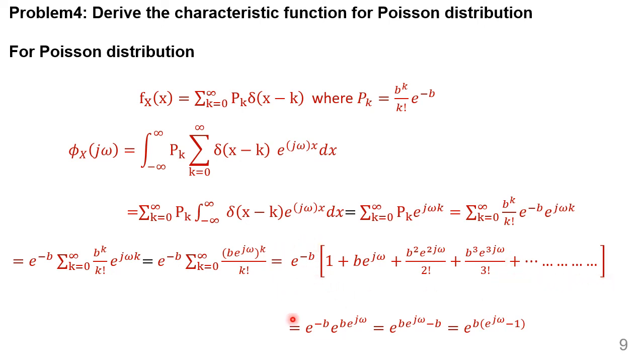This e to the power minus b will remain the same, and the series can be written as e to the power b e to the power j omega. So we get e to the power b e to the power j omega minus b. Here b is a common factor that is taken out. e to the power b times e to the power j omega minus 1 is the characteristic function.